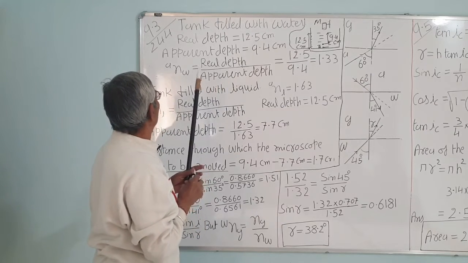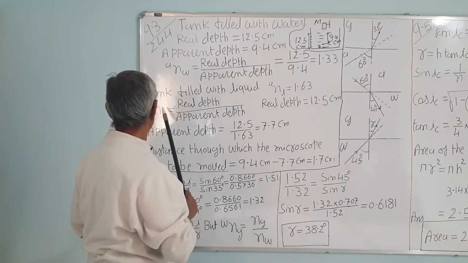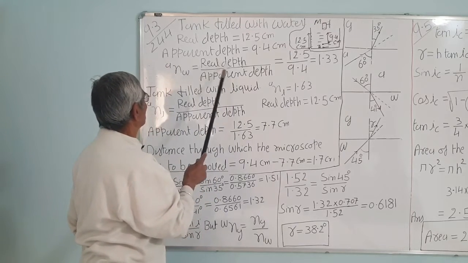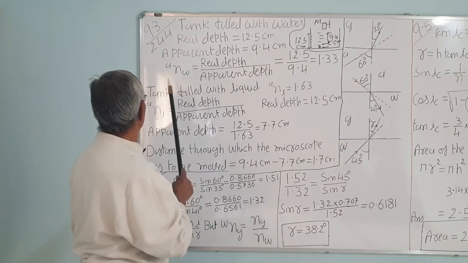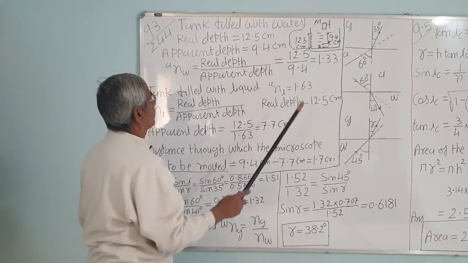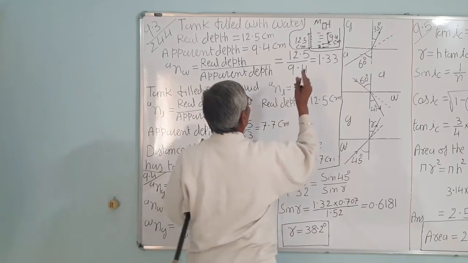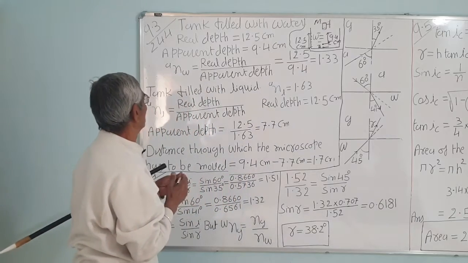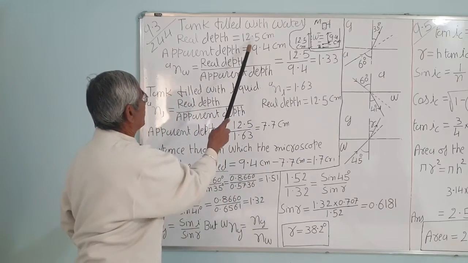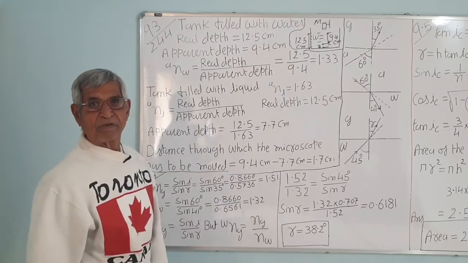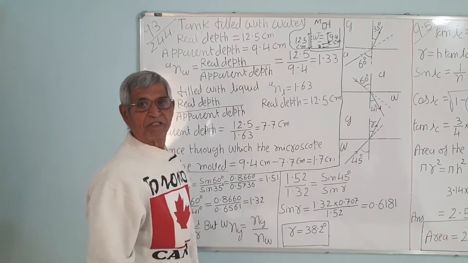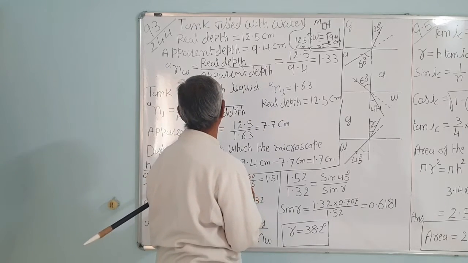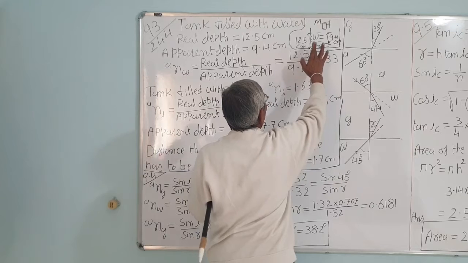So in the first case, what is the refractive index? The refractive index is equal to real depth upon apparent depth. The tank is filled with water. So real depth is 12.5 upon apparent depth 9.4. That comes about 1.33, which is the refractive index of water, or 4 by 3 also it is called. Now this water is removed.